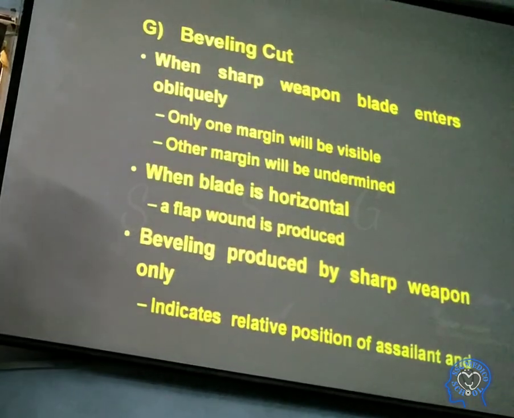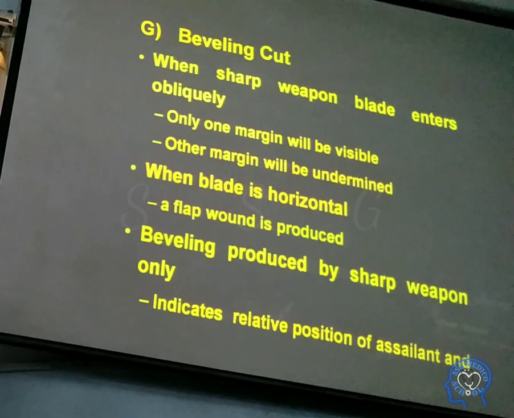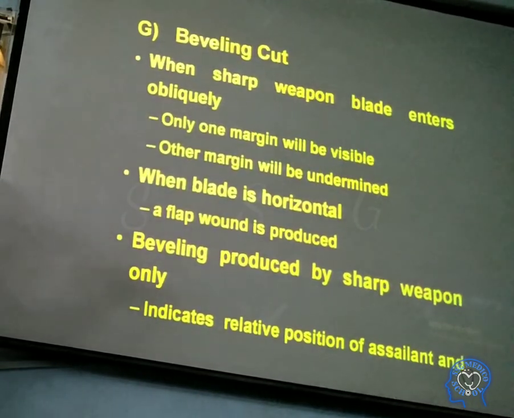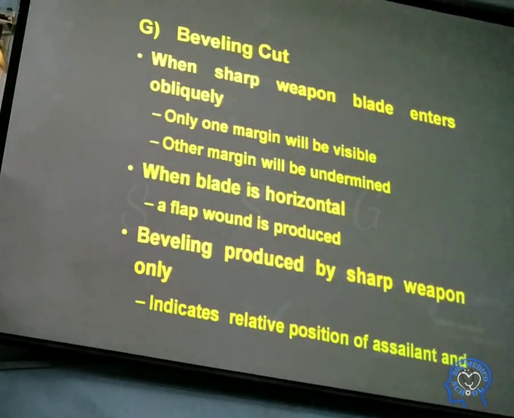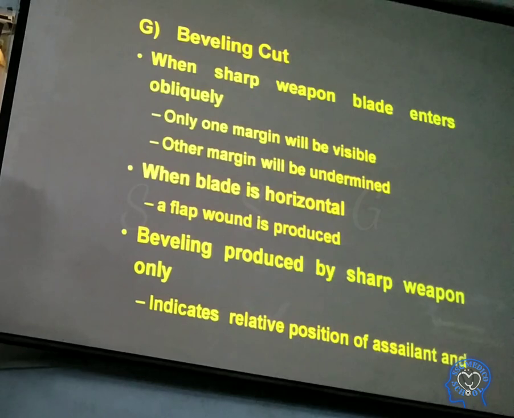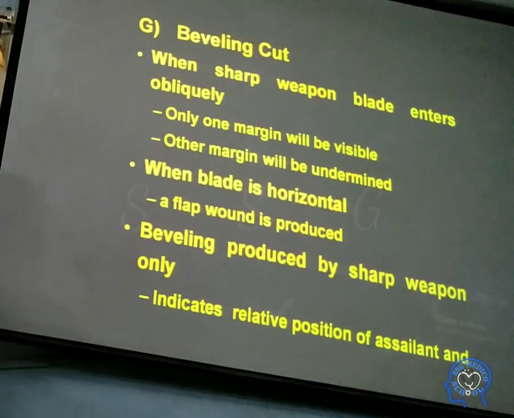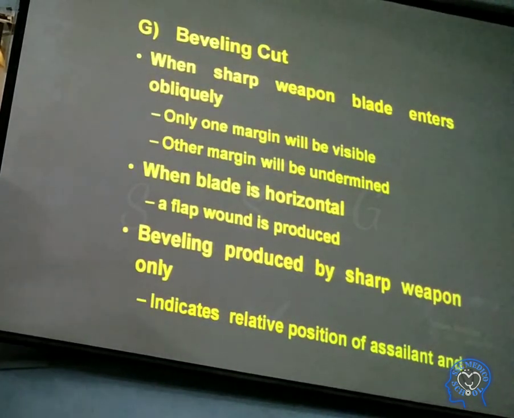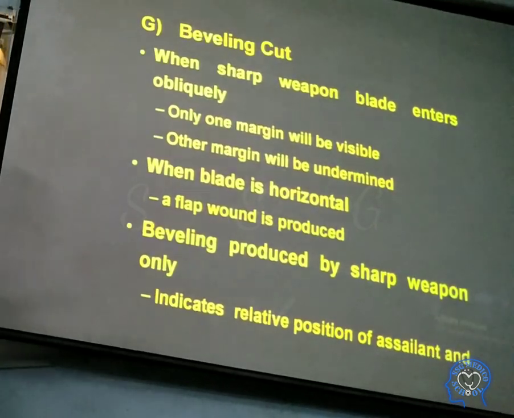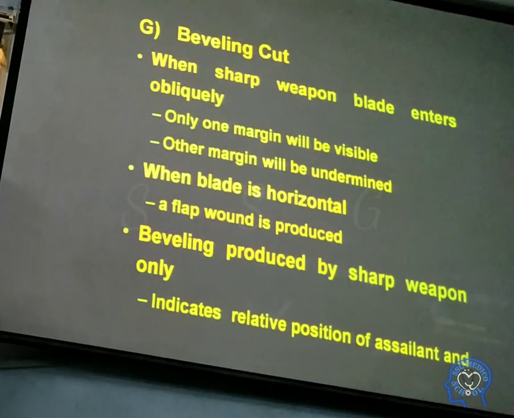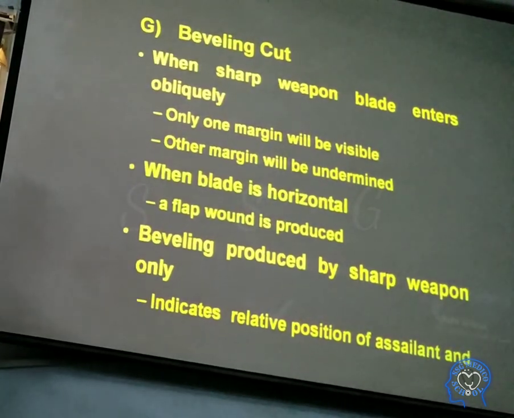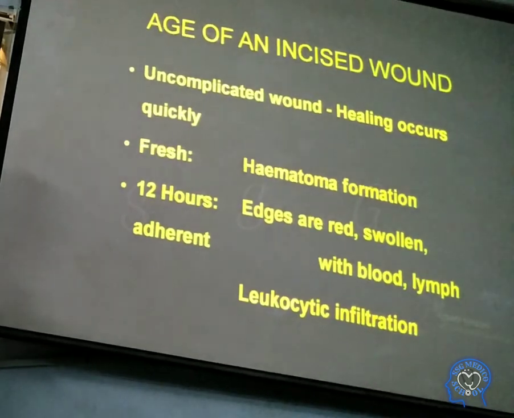Revealing cut. When sharp weapon blades enter obliquely, one margin is visible, other is not visible. जैसे यहाँ पे आपने किसी को यूं मारा है, एक margin तो visible है, अंदर का आपको visible नहीं है. It is revealing cut like tear of the portion of the body. When blade is horizontal, a flap wound is produced. एक flap आपका produce हो जाएगा, जैसे यहाँ पे यूं मारो तो flap निकल जाए. It is the bleeding cut. It indicates the position of the assailant.